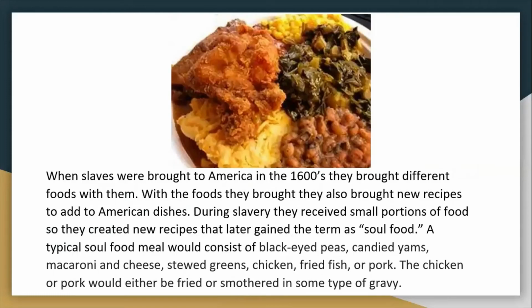When slaves brought food to America in the 1600s, they brought many different foods with them. With the foods they brought, they also brought new recipes to add to American dishes. During slavery, they received small portions of food, so they created new recipes that later gained them the term of soul food. A typical soul food meal would consist of black-eyed peas, candied yams, macaroni and cheese, stewed greens, chicken, fried fish, or pork. The chicken or pork would be fried or smothered in some type of gravy.